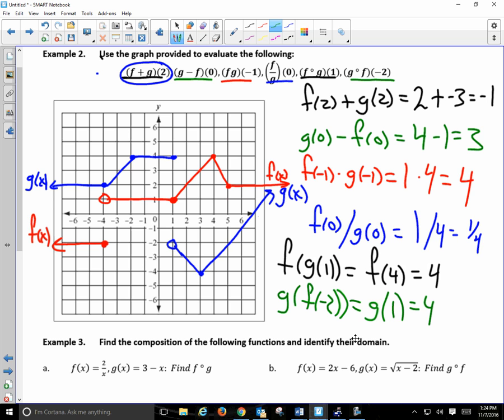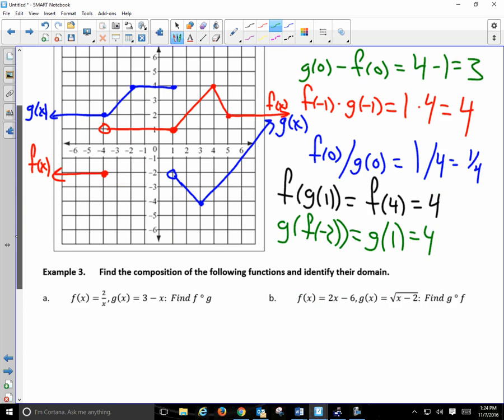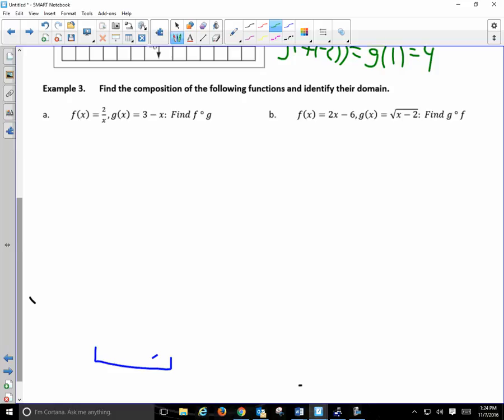Okay? Not too bad, huh? Let's do the last piece. We would then like to be able to look at their composition and then identify the domains.